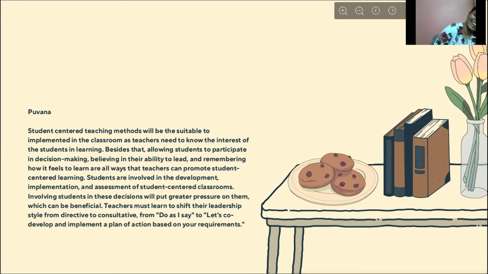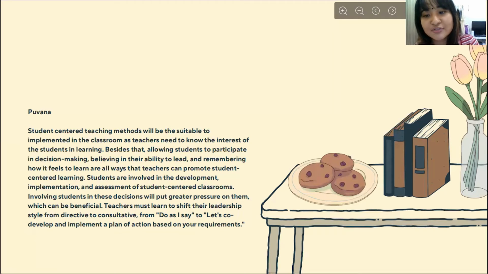So I choose student-centered teaching methods because it is suitable to implement in the classroom, as teachers need to know the interests of the students in learning. Besides that, allowing students to participate in decision-making, believing in their ability to lead, and remembering how it feels to learn are ways that teachers can promote student-centered learning.